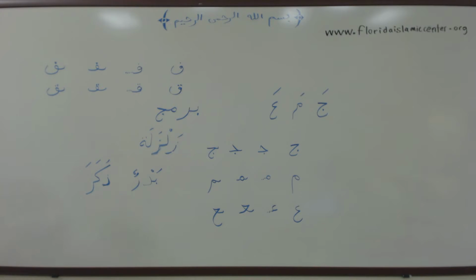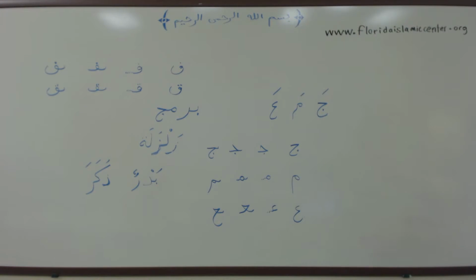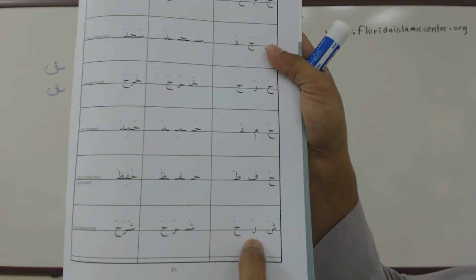Okay? So, fa and qaf, they're very similar. What's the difference between a fa and a qaf? One has two dots and one has one, right? And what else is different? If you put a fatha on each letter, how does the qaf sound? Good. One is round and one is not. Good job. Excellent. Okay, let's do the last word on this page.